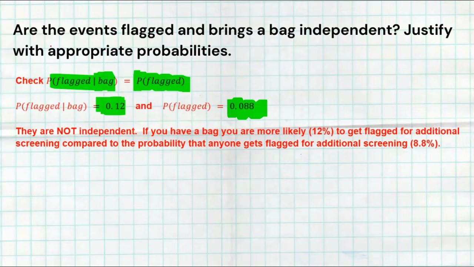And then again, here's how we have to say this. If you have a bag, which is the condition I'm starting with, you always want to start with that condition. If you have a bag, you are more likely, 12%, to get flagged for additional screening compared to the probability that anyone else gets flagged, which is about 8.8%. So hopefully that makes sense. And answering those independence questions is a big task on the AP exam. So hopefully that one makes sense.